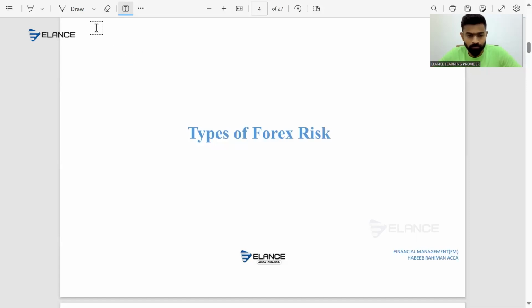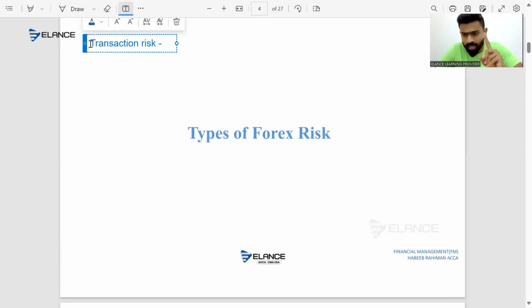One is transaction risk. This is about only one transaction. We have an import which is invoiced in foreign currency, or we have an export which is invoiced in a foreign currency. The underlying transaction happens today, and the payment or receipt of that underlying transaction is going to happen on a future date. So the exchange rate changes between these dates. That makes our payment or receipt uncertain. That uncertainty is our risk.